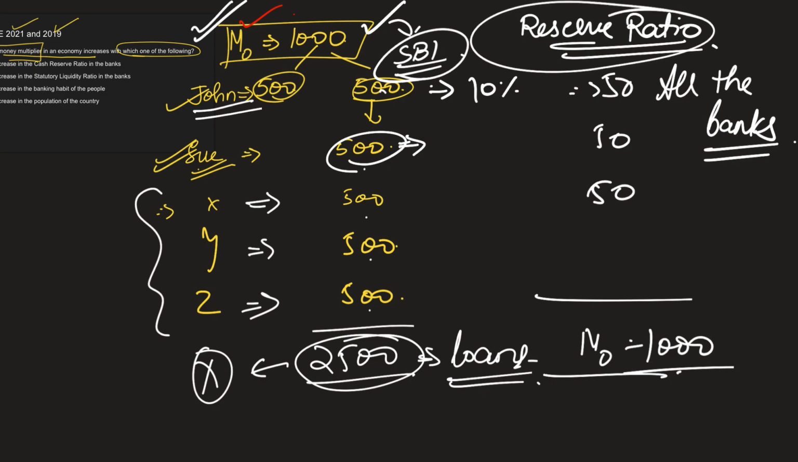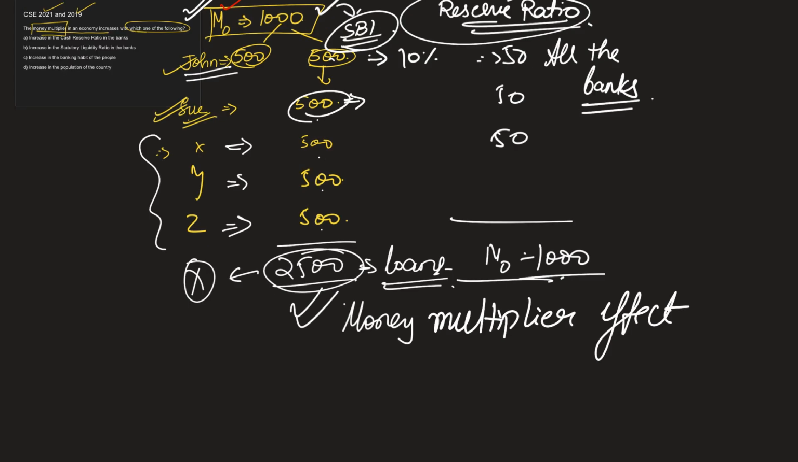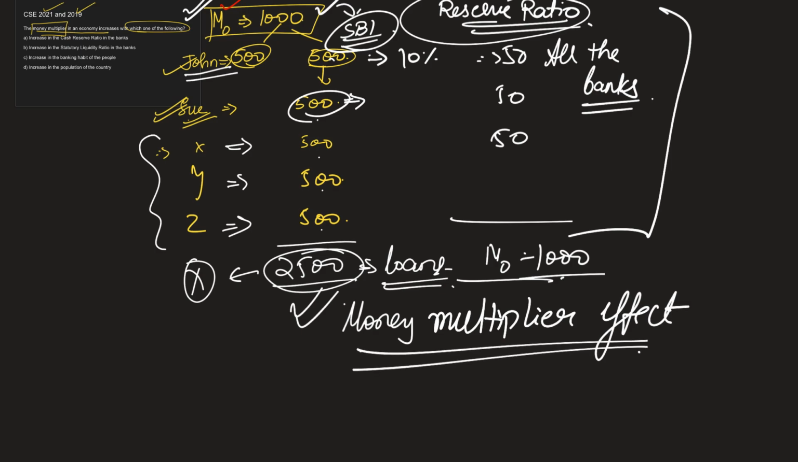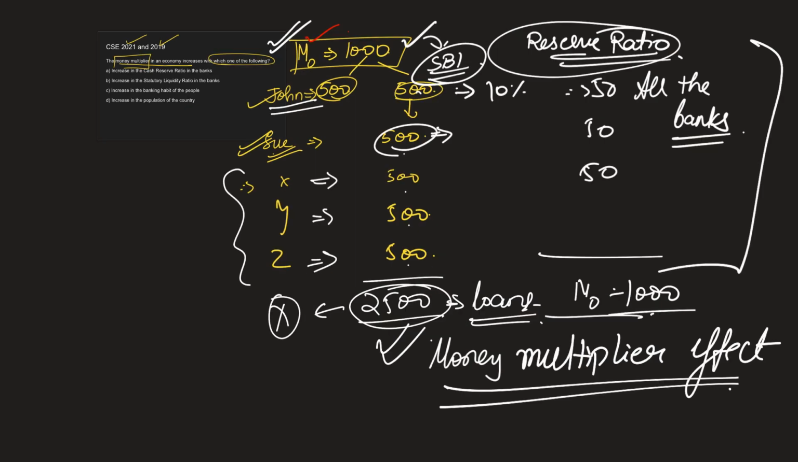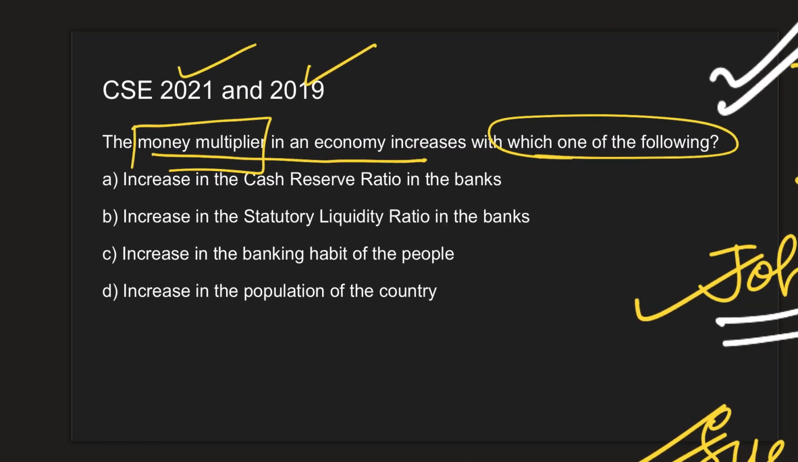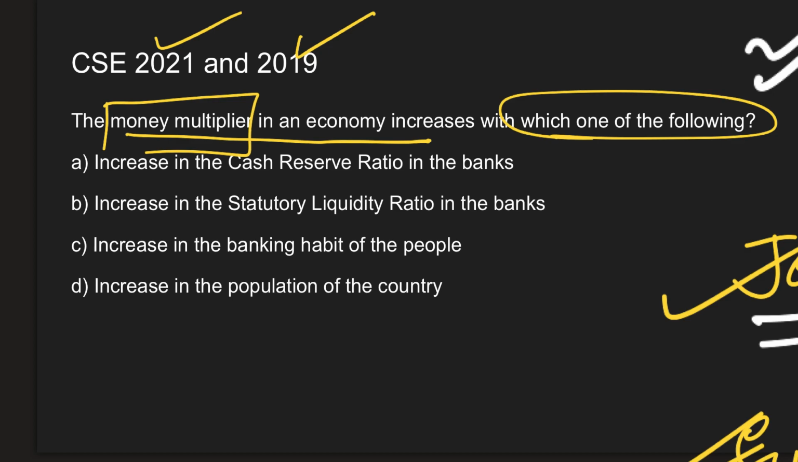So this reserve ratio is actually protecting the high powered money, but also at the same time, because of the banking system and its activities, money is getting multiplied. So both the objectives are achieved here. So this is the money multiplier effect that we are talking about. So we talked about the fractional reserve banking and money multiplier effect and how credit is created in an economy. Credit means giving loans. Now let us take a look at the question that was asked in this prelims examination. The money multiplier effect in an economy increases with which one of the following?